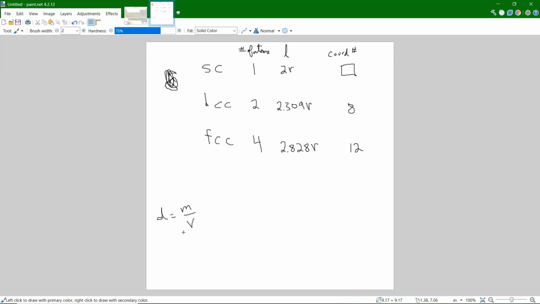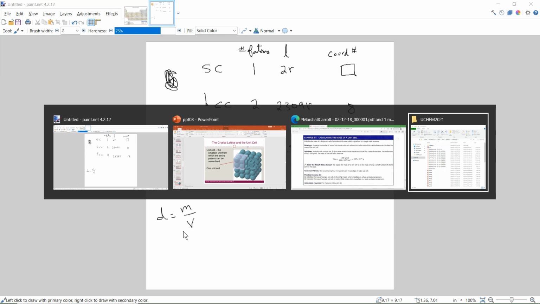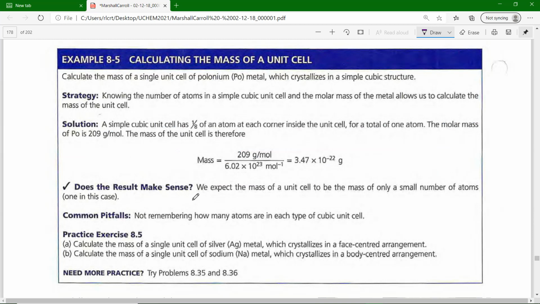So let's go back to the text, mini text here. Calculate the mass of a single unit cell of polonium which crystallizes in a simple cubic structure. Simple cubic structures are not that common for metals, for anything really, but polonium does. So we know that there is 1 atom per unit cell. The molar mass of polonium is 209 grams per mole. So the mass of the unit cell then is, what's 1 atom?